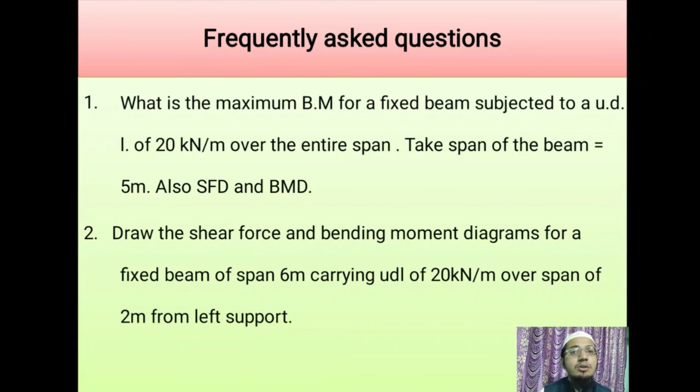So today we will stop here. In the next session we will again discuss analysis of fixed beam with the help of some numerical based on another case, that is case 4, subjected to 2 point loads.